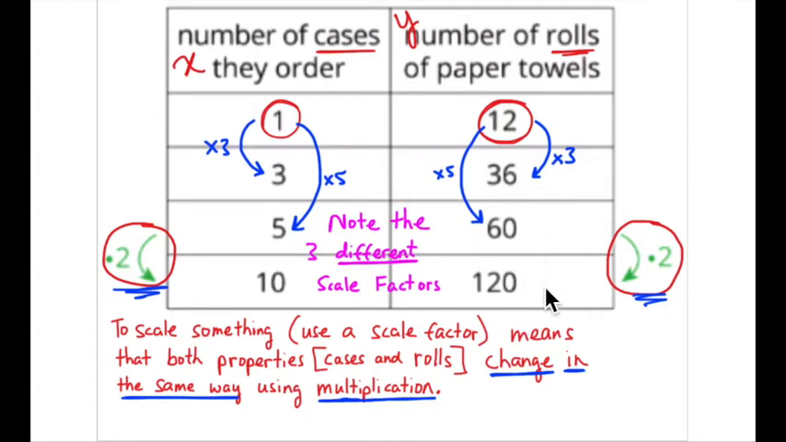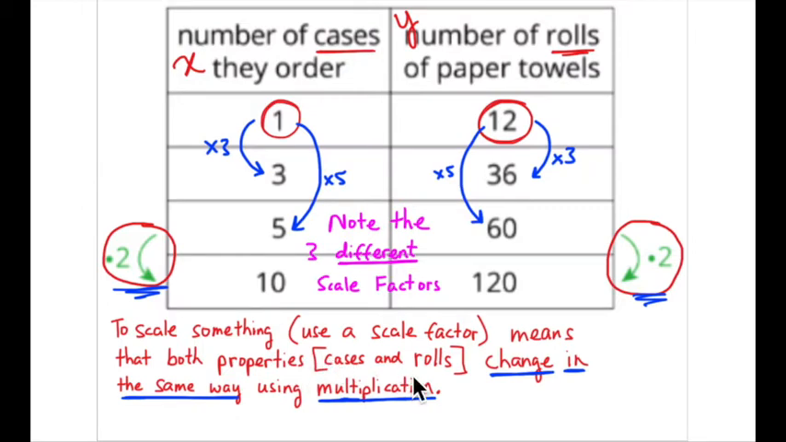rows to 120 rows. And notice that for scale factor, there are several different scale factors that you can use throughout this problem. Times 3, times 5, times 2. So to use a scale factor means that both properties, cases and rows, change in the same way using multiplication. So you're changing one property using a factor, and then you're going to change the second property in that same way using that same factor.